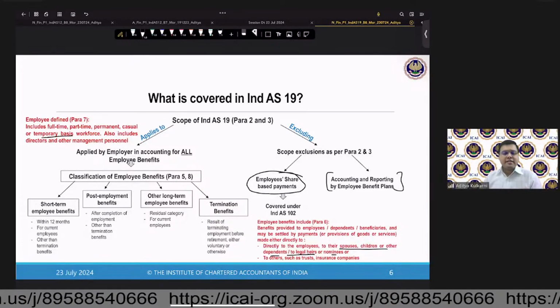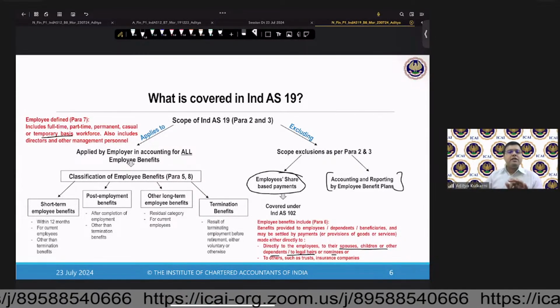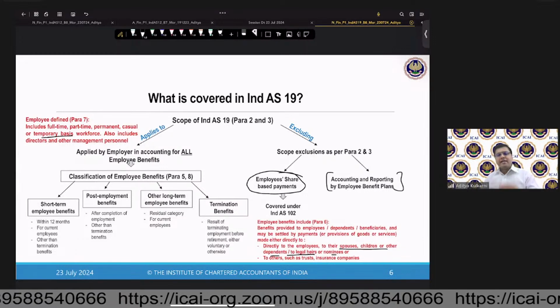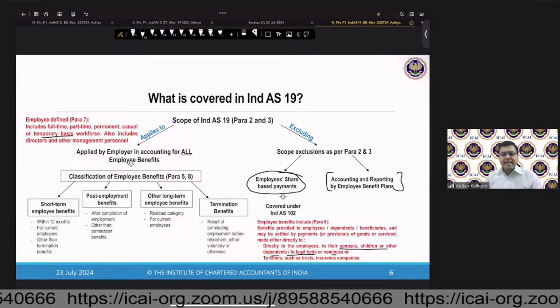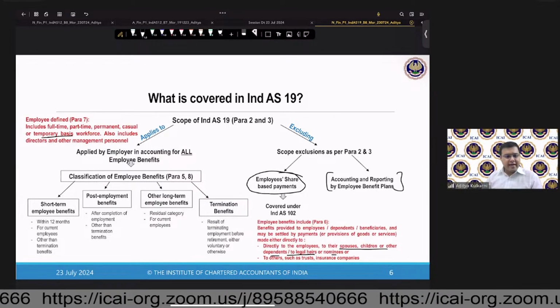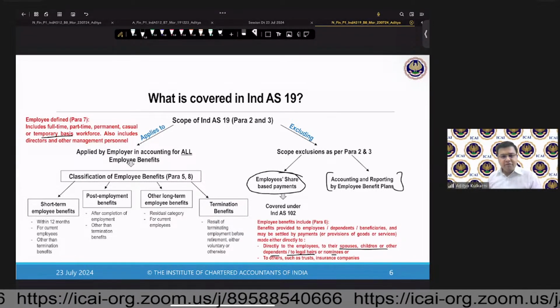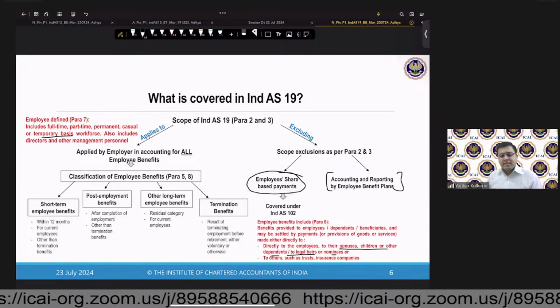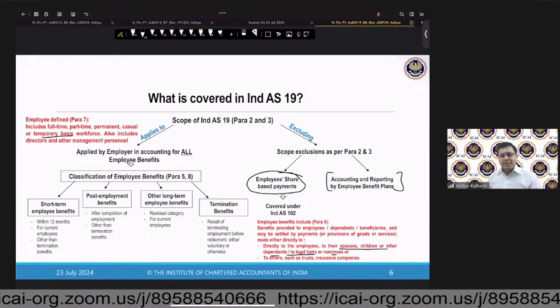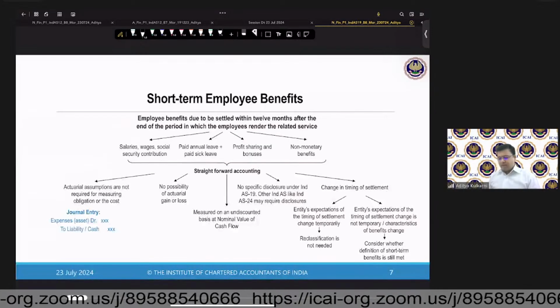So it is covering a very wide gamut of payouts. It is not particularly restricted to payments directly going to the employee, but also to his or her family. And as I discussed at the start of this session, we broadly categorize it into short-term benefits, post-employment, other long-term benefits, and termination benefits. So these are the four heads which we are going to discuss.